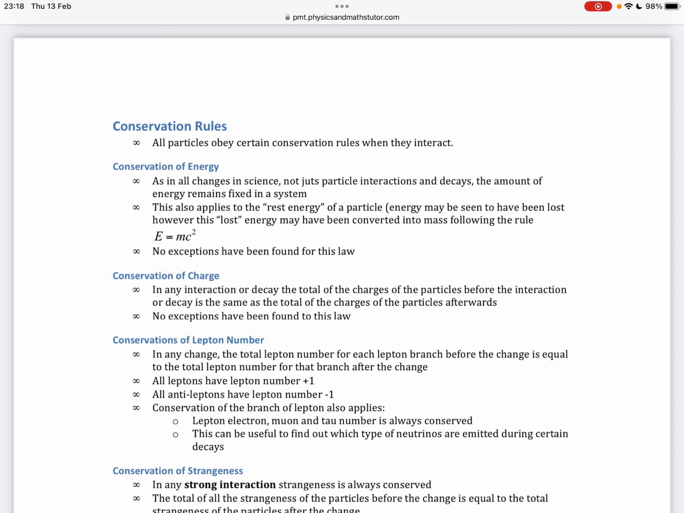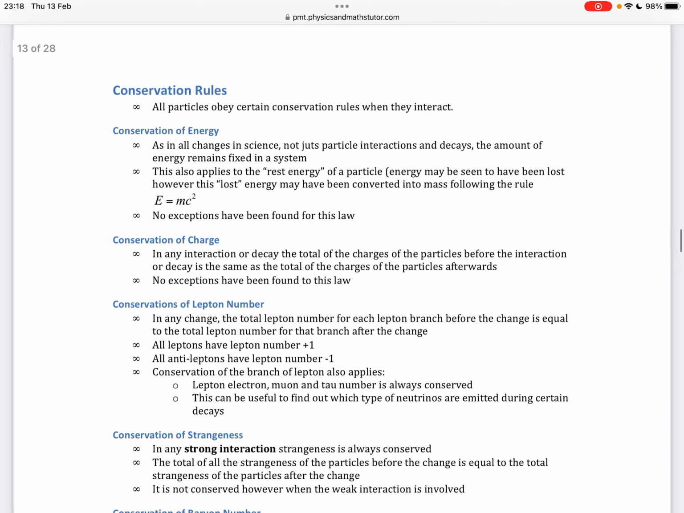This is a playlist to help you revise for the International AQA A-Level Physics, AS Physics. I'm trying to finish the video as soon as possible. We've done the first two parts, and in this video we were supposed to do more than one part, but at least we'll be doing the conservation rules, if the storage holds.